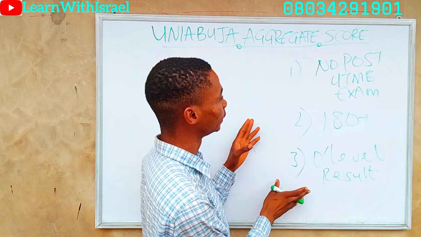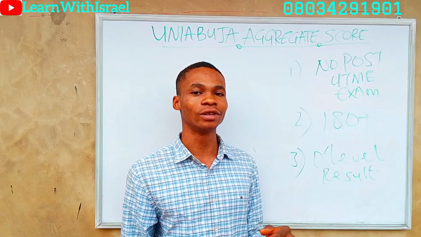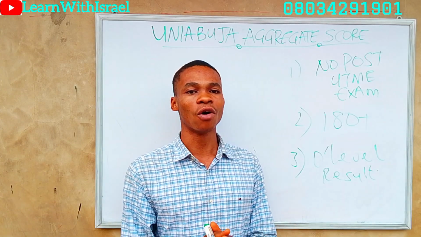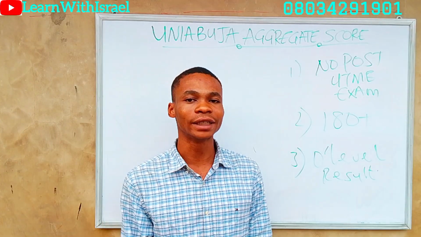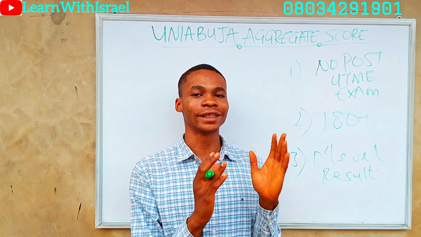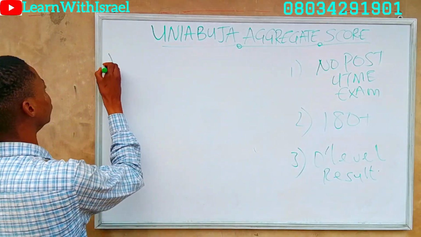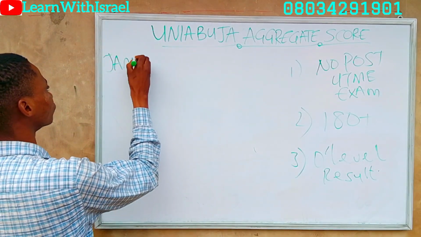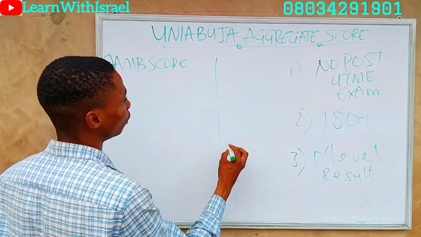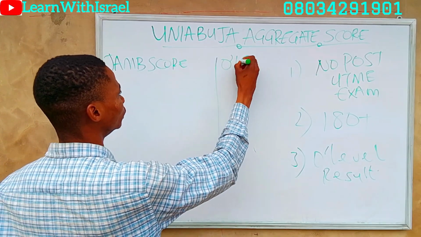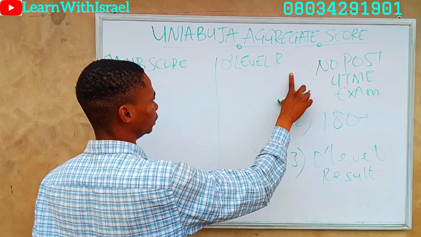So after taking note of these 3 things, let's calculate the aggregate score for UNIABUJA. We are going to need 2 things to calculate the aggregate score, or the screening point, for UNIABUJA. We will need the JAMB score, and we also need the O-level result. JAMB score and O-level results.